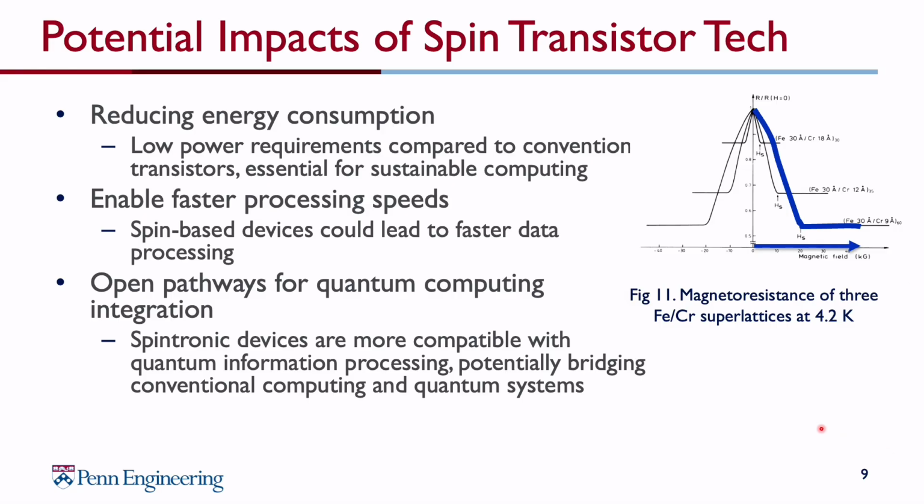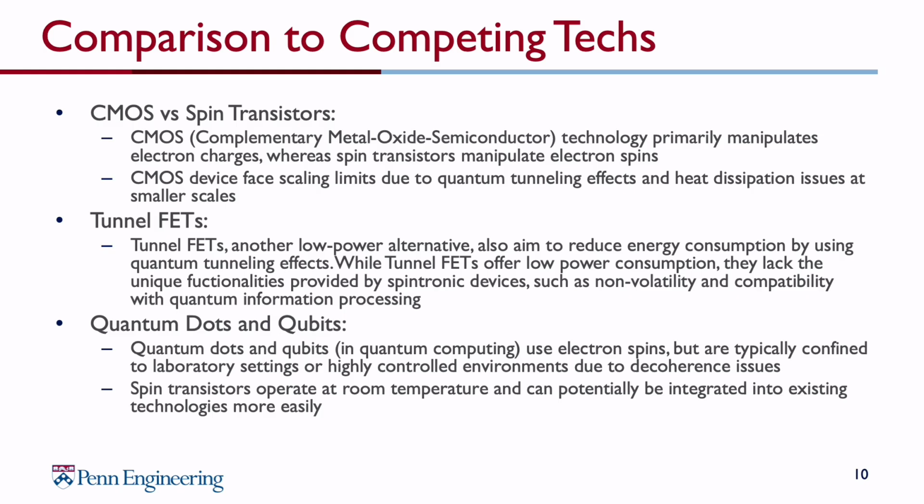To wrap up this slide, the potential impact spans fields such as data storage, telecommunications, and artificial intelligence, as well as any applications needing efficient data processing with minimal energy losses. There are several competing technologies like CMOS, tunnel FETs, and quantum dots. I think everyone would know that CMOS devices are facing scaling limits due to quantum tunneling effects and heat dissipation issues at smaller scales. But spin transistors manipulate electron spins, whereas CMOS primarily manipulates electron charges.